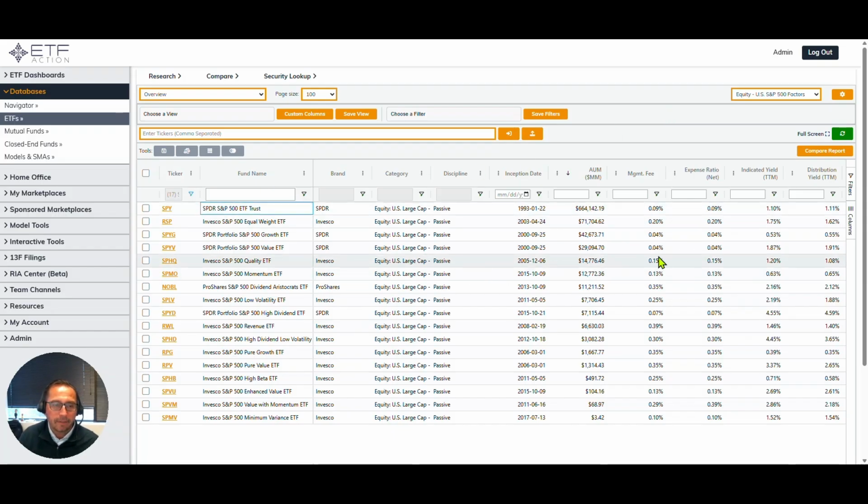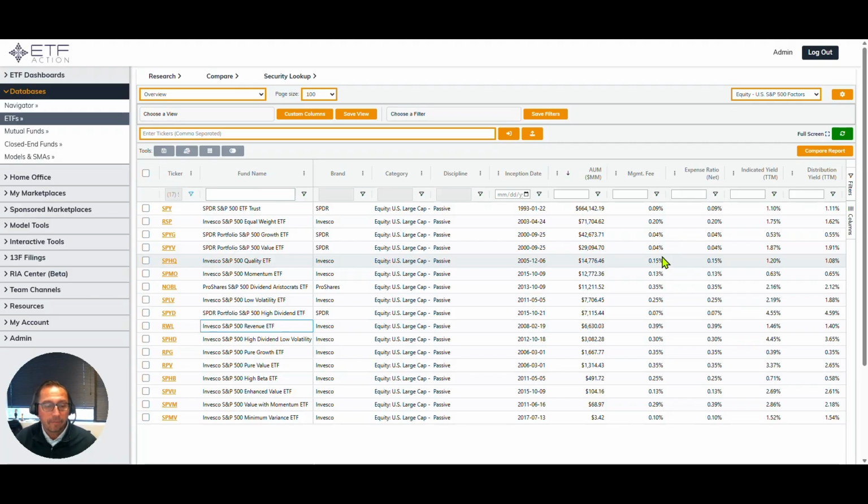Obviously, for relative purposes, I include SPY, so the S&P 500 market cap. We have S&P 500 equal weight, growth market cap, value market cap. Then we have the Invesco S&P 500 high quality, S&P 500 momentum. ProShares has their dividend aristocrats, only on the S&P 500, low volatility, high dividend. We have RWL, which weights the S&P 500 based on revenue.